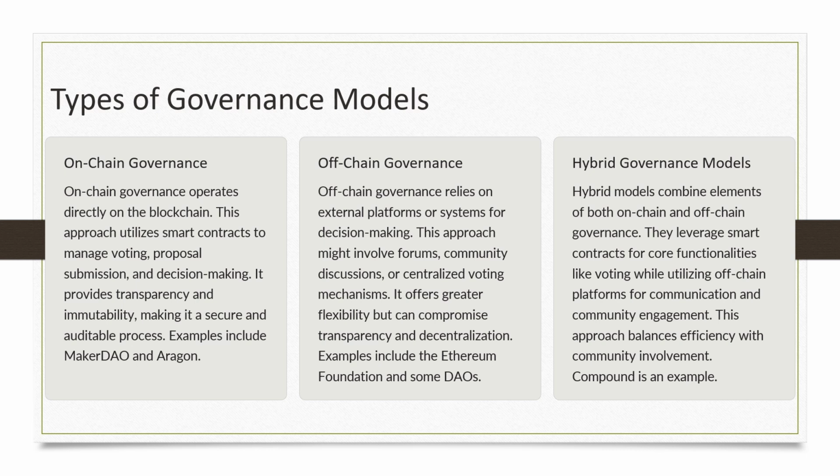So there are different types of governance models, which are mainly three types: on-chain, off-chain, and hybrid. On-chain governance operates directly on the blockchain using smart contracts to manage voting and decision making, providing transparency and immutability. Off-chain governance relies on external platforms like forums or centralized systems, offering flexibility but potentially compromising transparency and decentralization. Hybrid models combine both approaches, leveraging on-chain systems for core functionalities while using off-chain platforms for communication and community engagement.